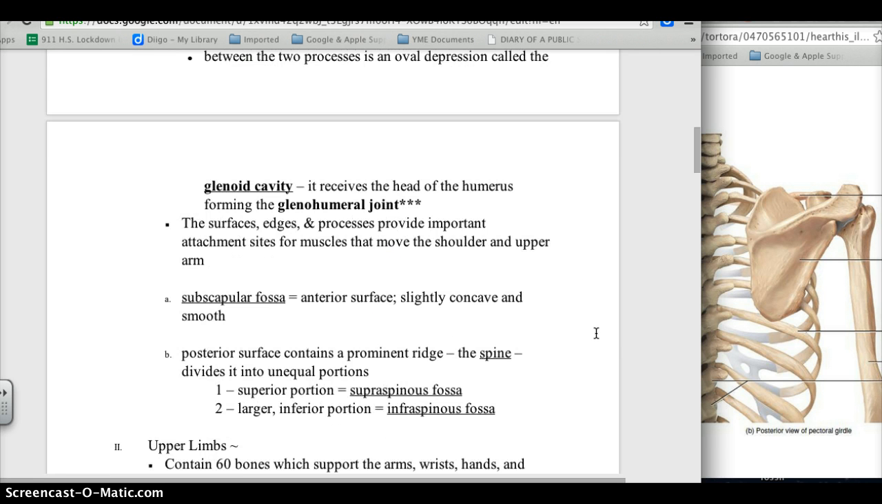So all these different surfaces, edges, and processes are important sites for muscle attachment that are going to move your shoulder and upper arm.